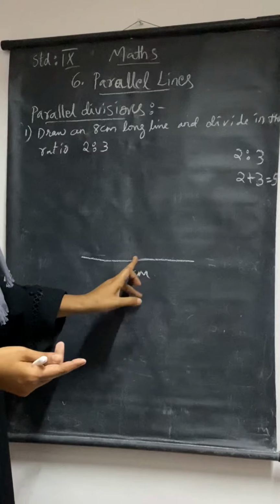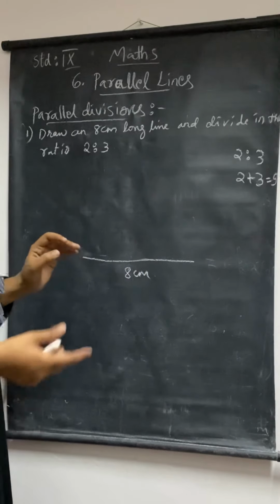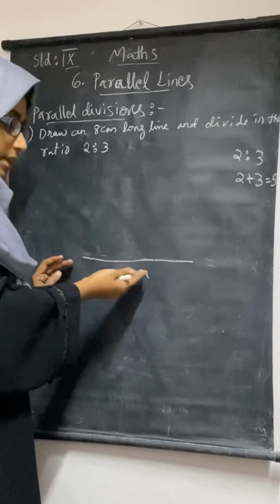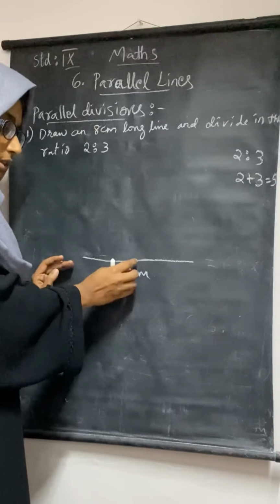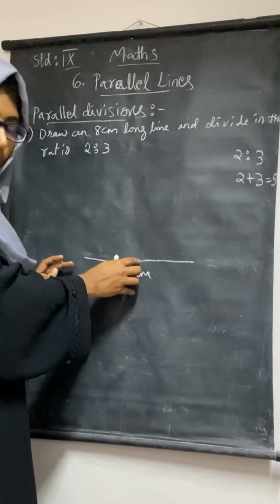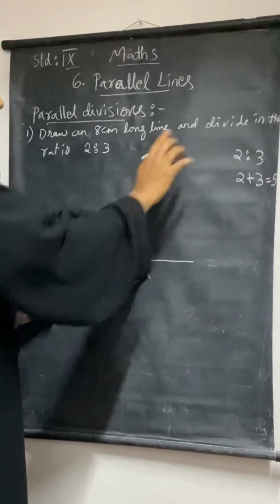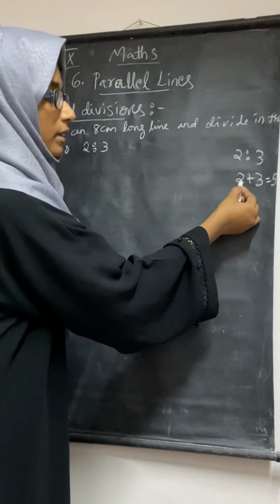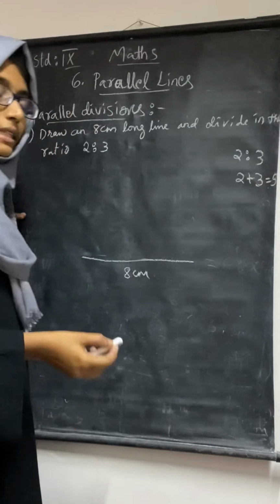Now how can we divide in the ratio 2 is to 3? So this line we have to divide. If I say you have to make it a half, it is exactly half, you can make half from here. But here they said 2 is to 3. So what do you have to do? 2 is to 3 you have to take and add 2 plus 3, 5 centimeter.